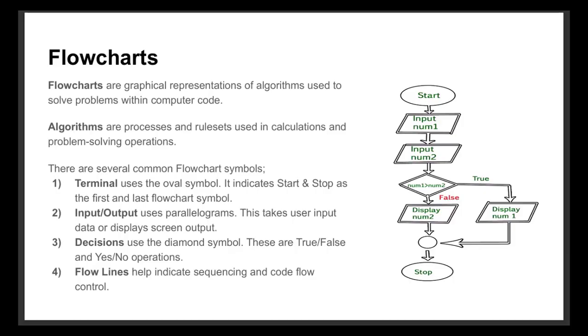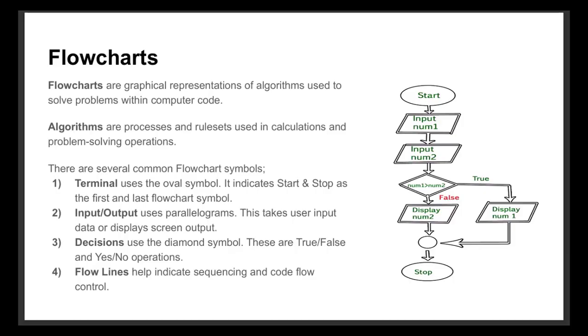The first is a terminal symbol in the shape of an oval. The terminal symbol is used to indicate the start and the stop, or the end, of our computer code flow process. You will see one oval at the beginning and another at the end, and these will indicate the start and stop points of our code program.